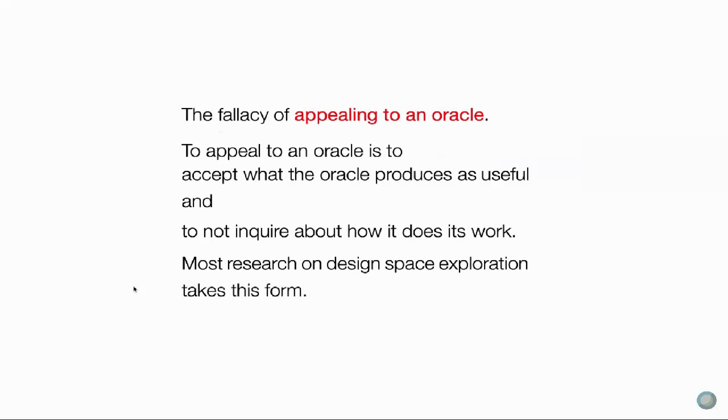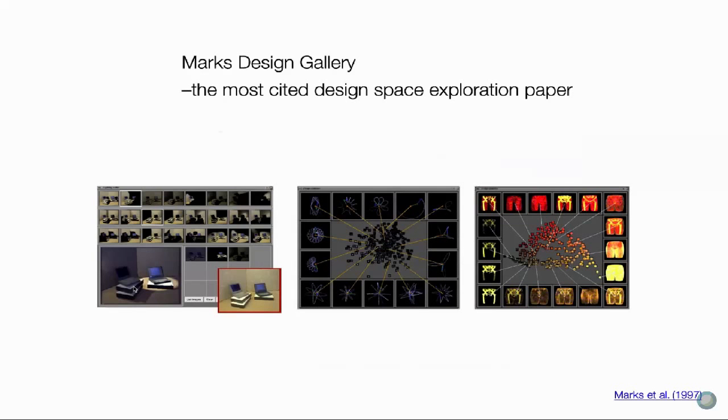Most published research on design space exploration takes this form. The most cited such paper is Marks et al.'s Design Gallery, published at SIGGRAPH in 1997, in which a design model is considered a multifunction black box. There's a sampling process that gets a representative sample from the parameter settings of the black box and arrays them for choice by the user. So that's an archetypal demonstration of appeal to an oracle. There's no way the process goes forward beyond selection.